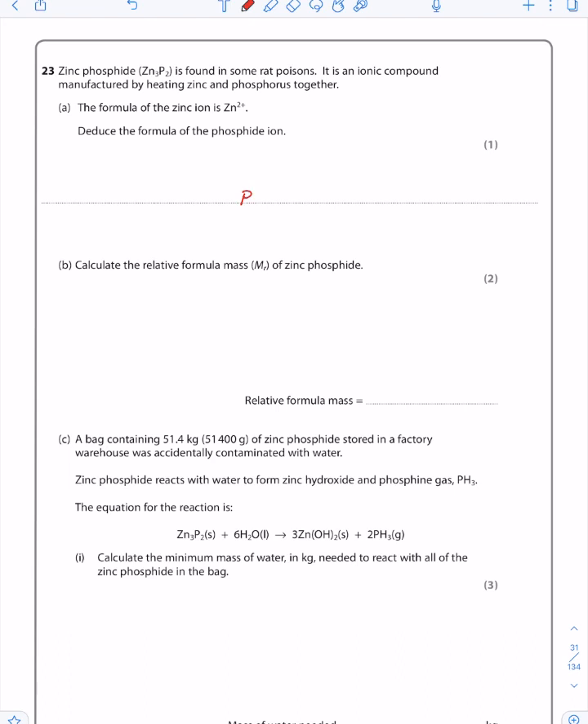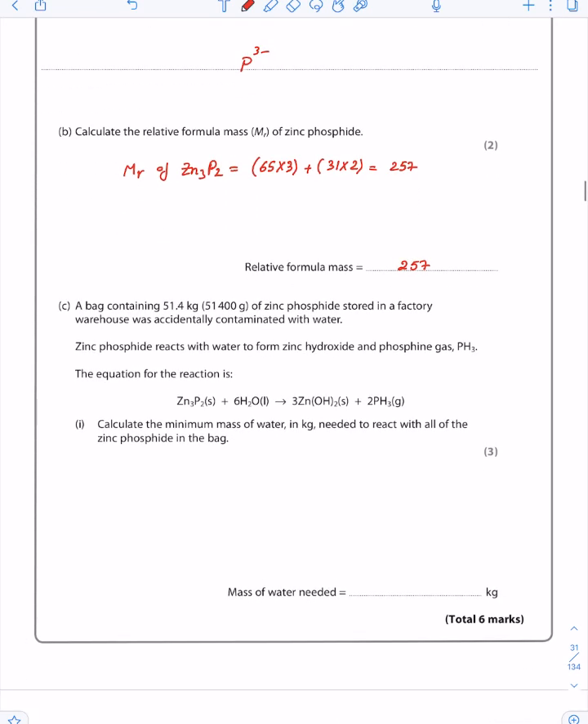طبعا كلنا عارفين ان الفوسفايد 3 نيجاتيف، ونقدر نستنتجها من الفورمولا بان احنا بنطلع 3 دي فوق الفوسفورس، يبقى دي الفوسفايد ايون P3 نيجاتيف. Calculate the relative formula mass of zinc phosphide. يبقى هنا ال MR of Zn3P2 is equal to الزنك atomic mass 65 multiplied by 3 plus الفوسفورس atomic mass 31 multiplied by 2. كل ده هيطلع 257. يبقى هنا relative formula mass 257.